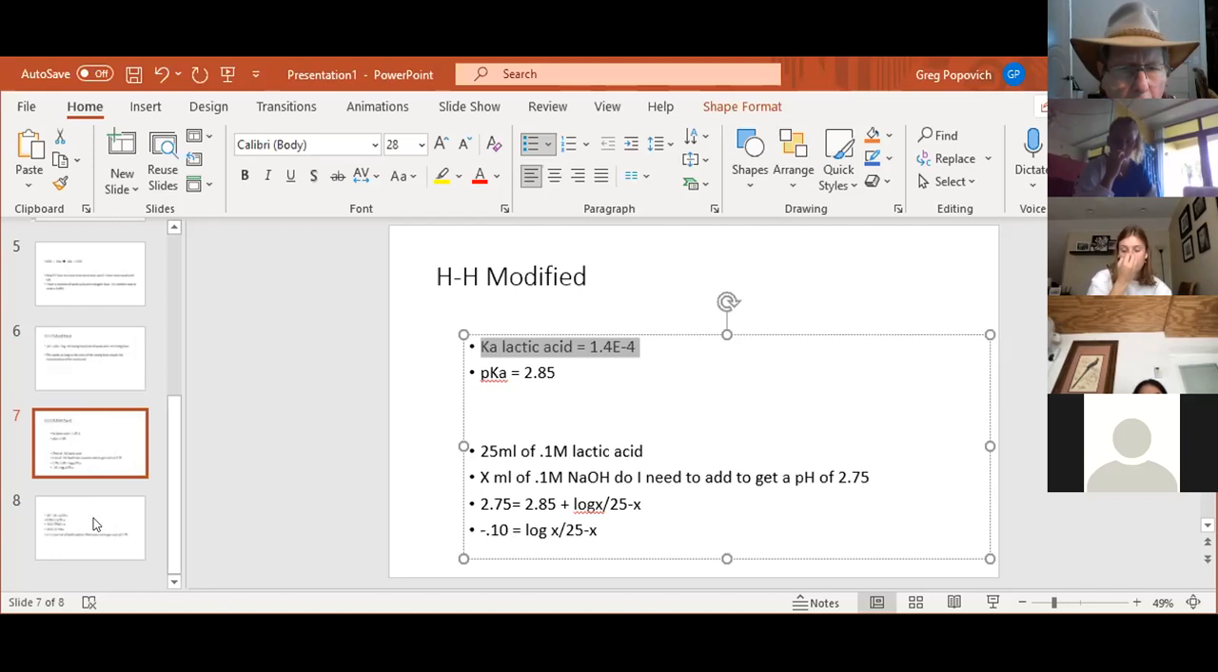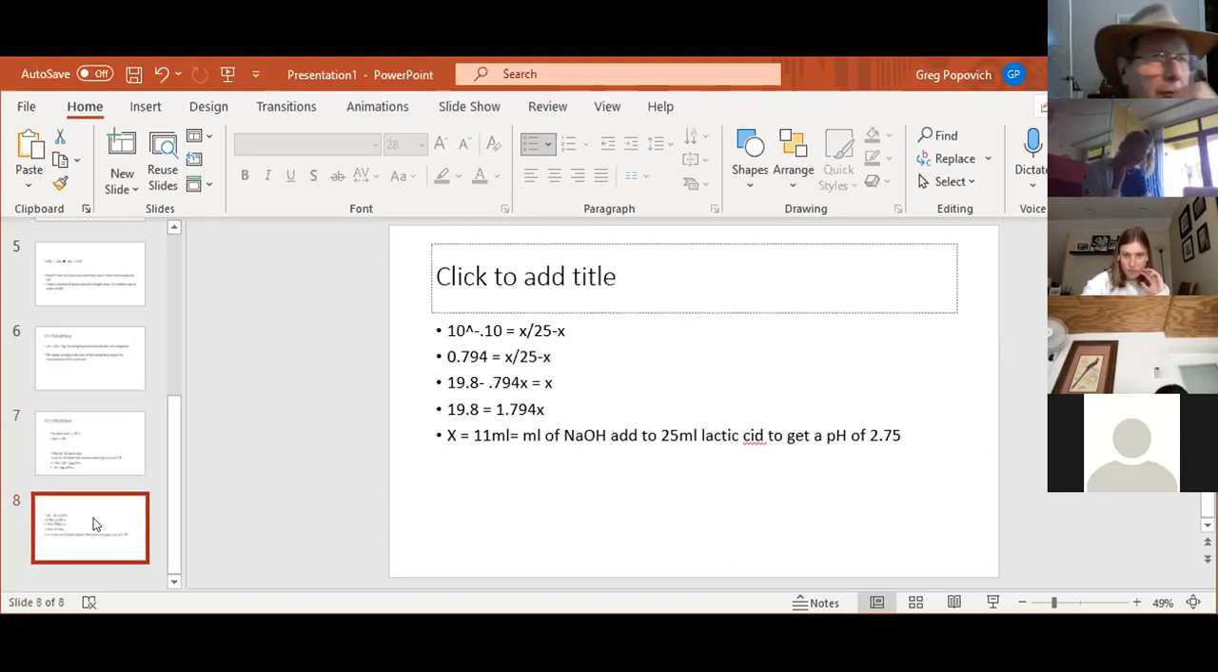To get rid of the log, I got to raise the left side 10 to that power. So 10 to the negative 0.1 is equal to x over 25 minus x. 10 to the negative 0.10 equals 0.794. 0.794 is equal to x divided by 25 minus x. I then distributed this.